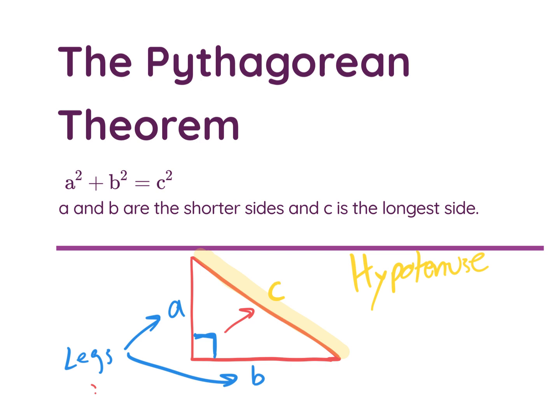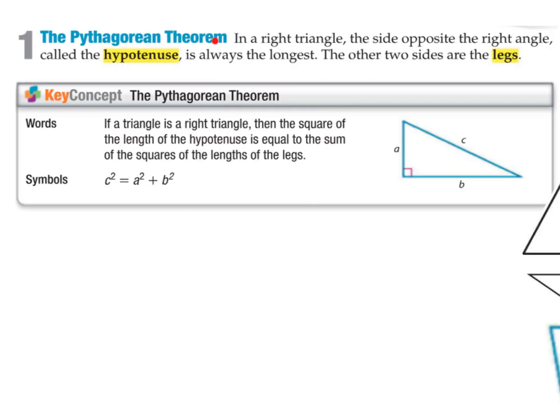So let's take a look at the way the book introduces it. The book says, Pythagorean theorem, in a right triangle, the side opposite the right angle is called the hypotenuse. We already wrote that down. And it's always the longest side of the triangle. We already know that. The other two sides are legs.